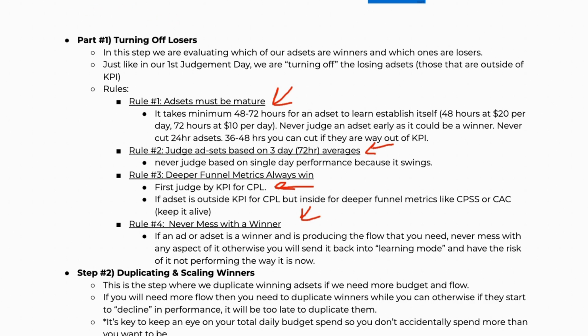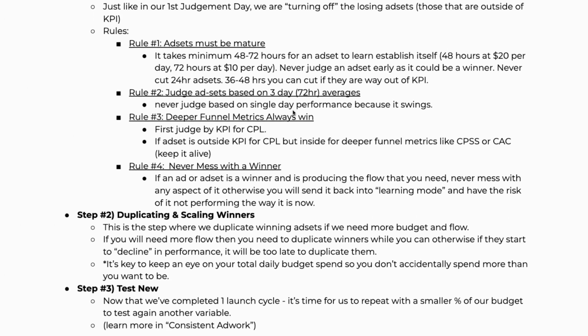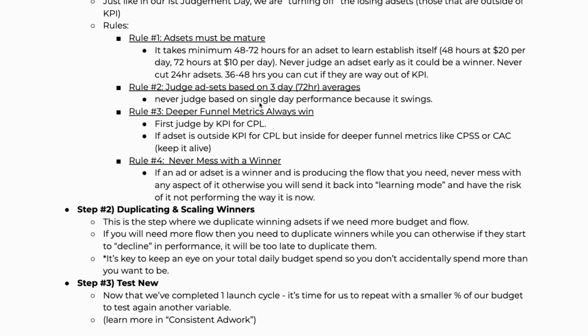Then step number 2 is all about duplicating and scaling the winners. And this is another thing that a lot of people mess up and don't realize: when an ad set is doing really well, that is the time that you need to duplicate and scale it if you need more lead flow, okay? A lot of people wait until the ad set is no longer performing well, because remember, everything is going to decay, right? So your ad sets over time are going to decrease in performance. And so if an ad set is just absolutely crushing it, if an ad is just absolutely crushing it, and it's actually locked in on a specific audience that is doing very well, what you want to do is take the time at that time if you need the lead flow.